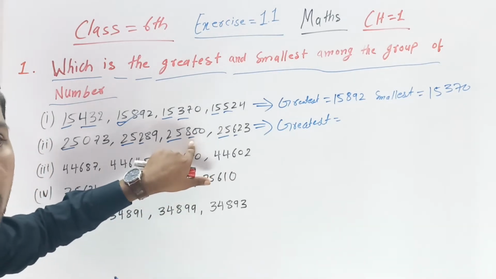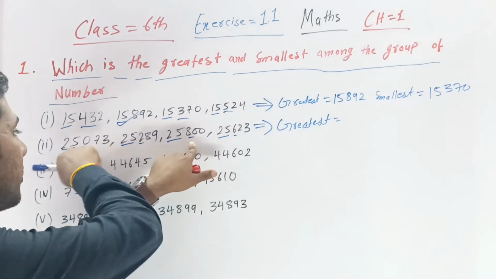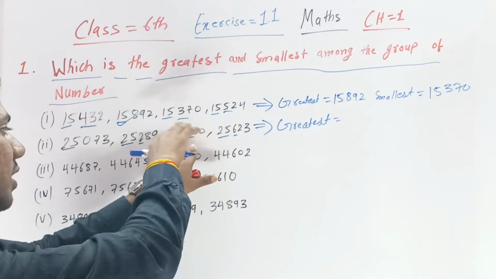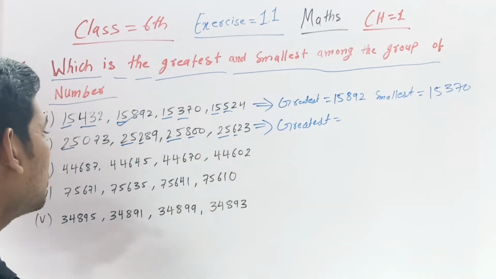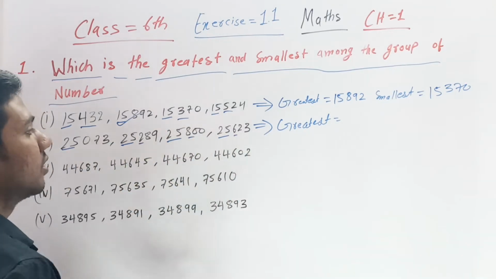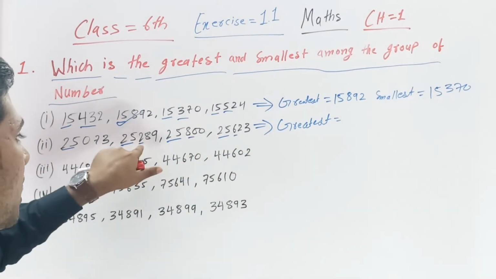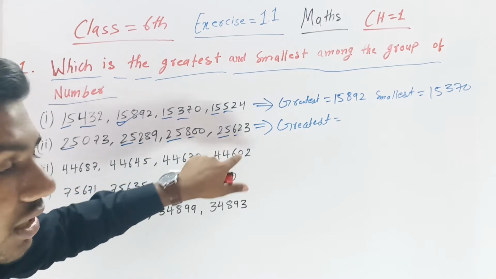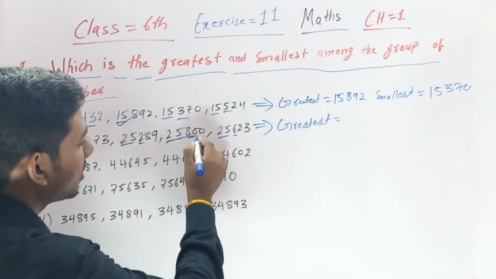Okay, why? How do I explain this? Because 25 is the same in every number, 25,000 is there, but when you come to the 100 place, it's 0, it's 2, it's 8 and 6. So which is greater? Obviously 25,800 is greater.